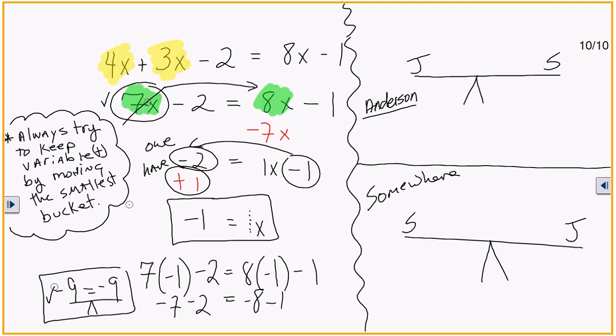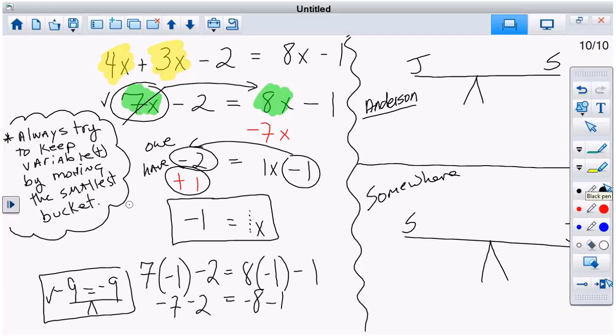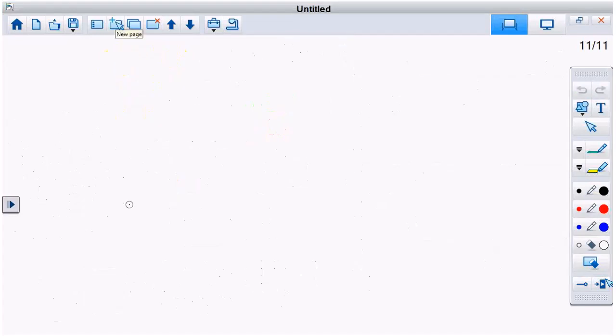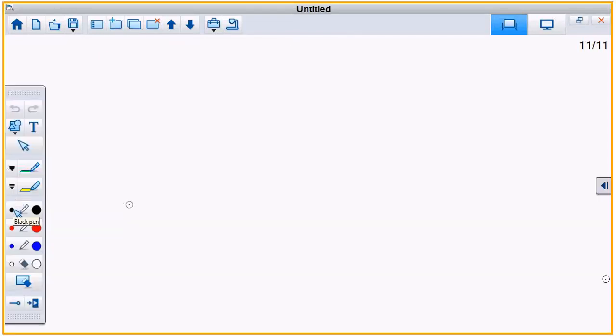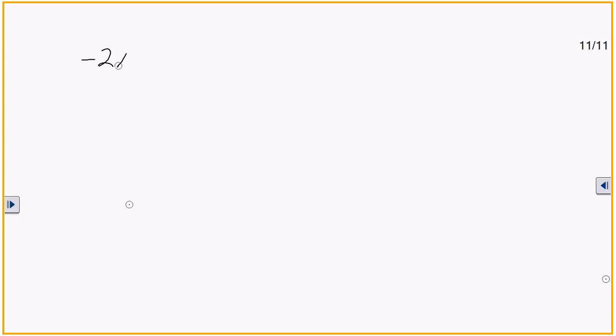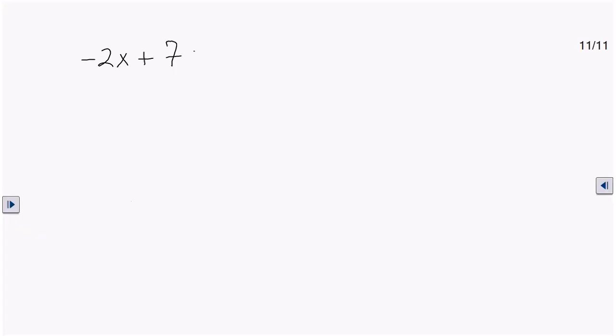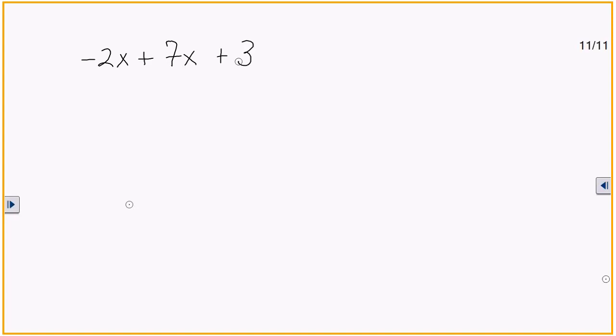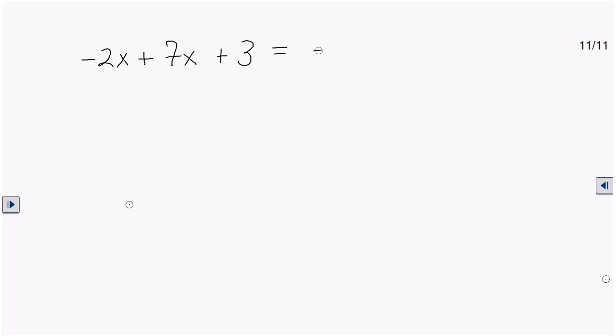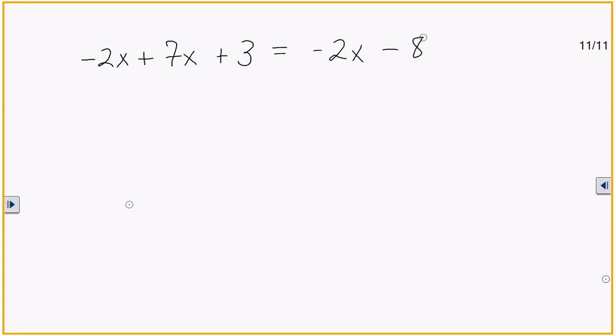So let's try another one. Let you try this one, and you pause the video and work it and see what you come up with. Negative 2x plus 7x plus 3 is equal to negative 2x minus 8. Now pause the video and work this problem. Okay, let's see how you did.